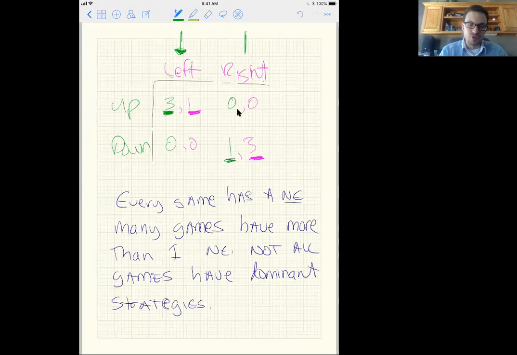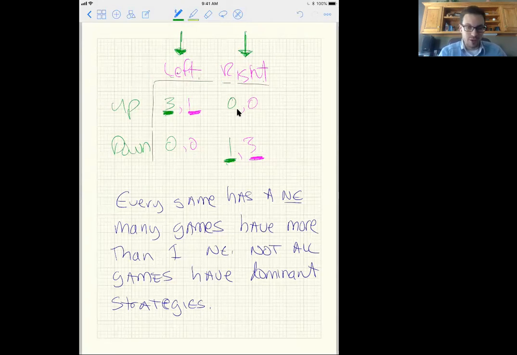Suppose column player chooses right. What can row player do? Row player could choose up and get 0 or down and get 1. Row player would rather choose down and get 1 against right than choose up and get 0.